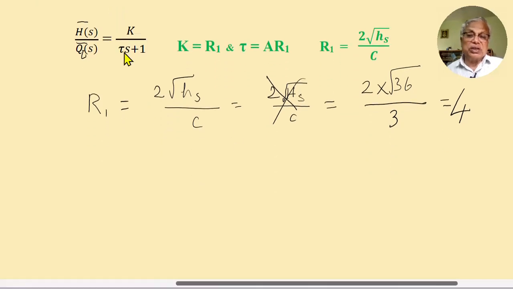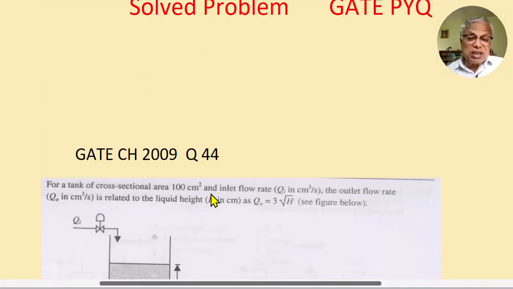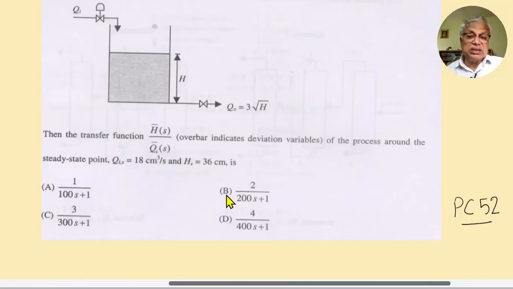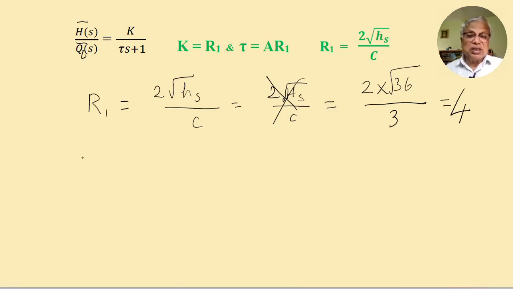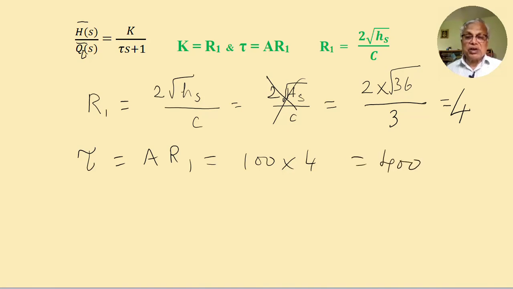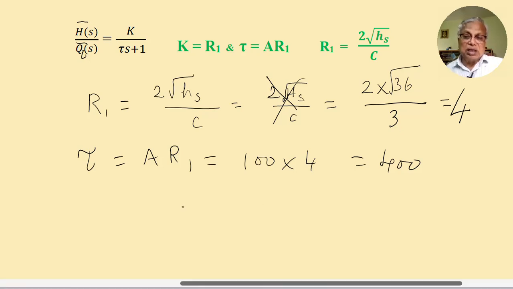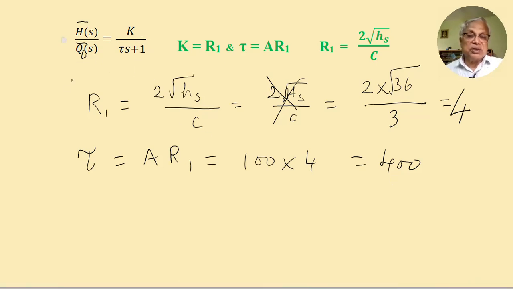And therefore tau equals area, which is given as 100 centimeter square. All the given units are consistent: centimeter square here and centimeter cube and second. So tau equals A into R1, 100 into 4, 400. So now you can easily say what the transfer function is. What is the transfer function? K by tau s plus 1. K is R1. So K is R1.